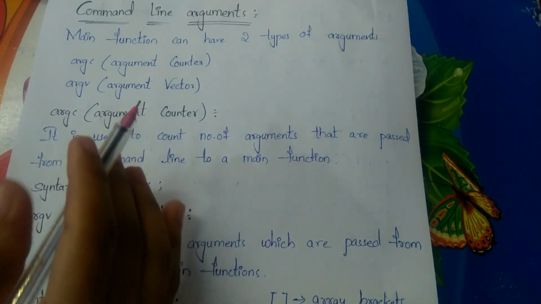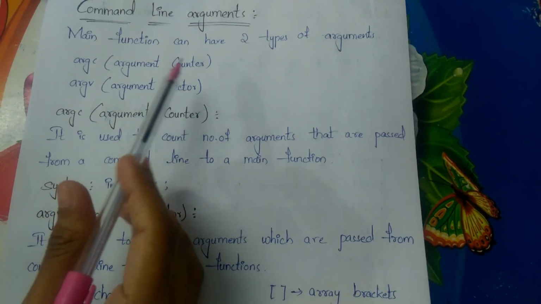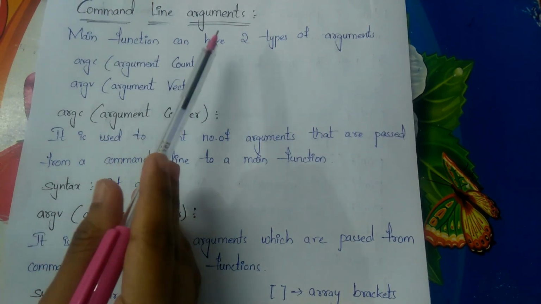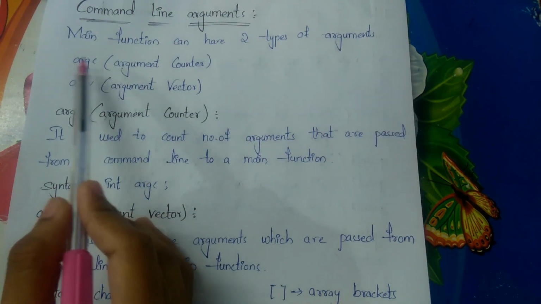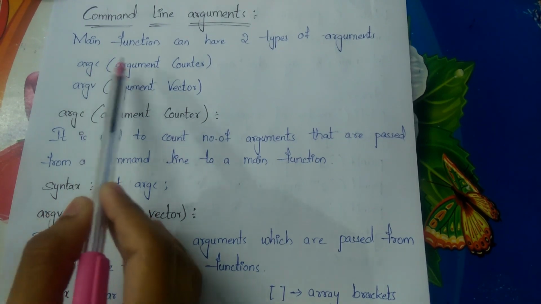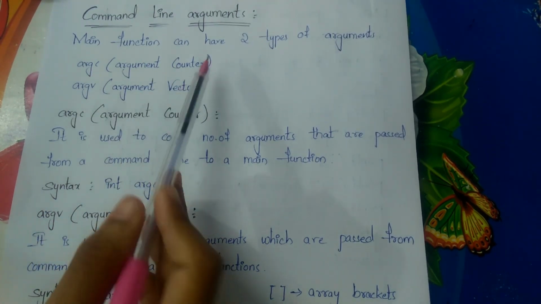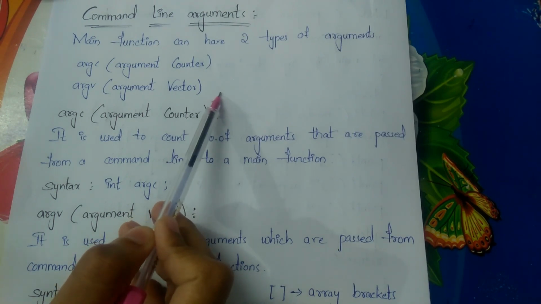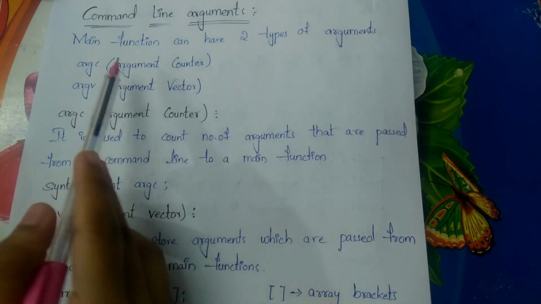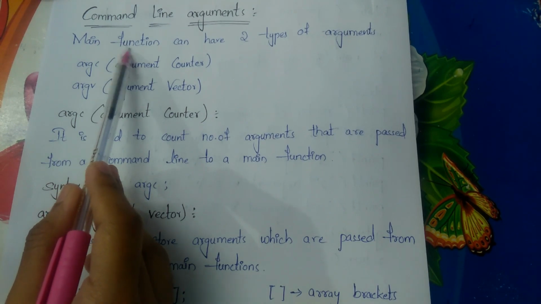We have the command line arguments topic. In command line arguments, the main function has two types of arguments. The first one is argc, which is the argument counter, and the next one is argv, the argument vector. These are the two types of arguments in the main function.